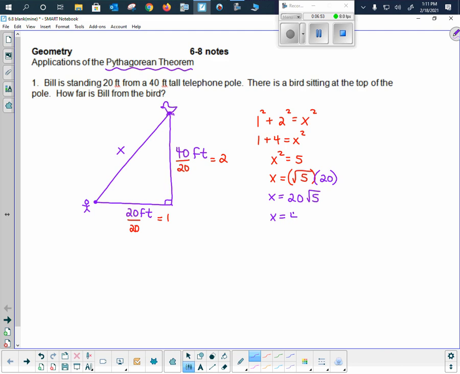X would equal 44.72. And looking at the picture, they were both feet, so it's going to be 44.72 feet. You need to be able to have that exact same answer as me. Okay? All right, the next one.